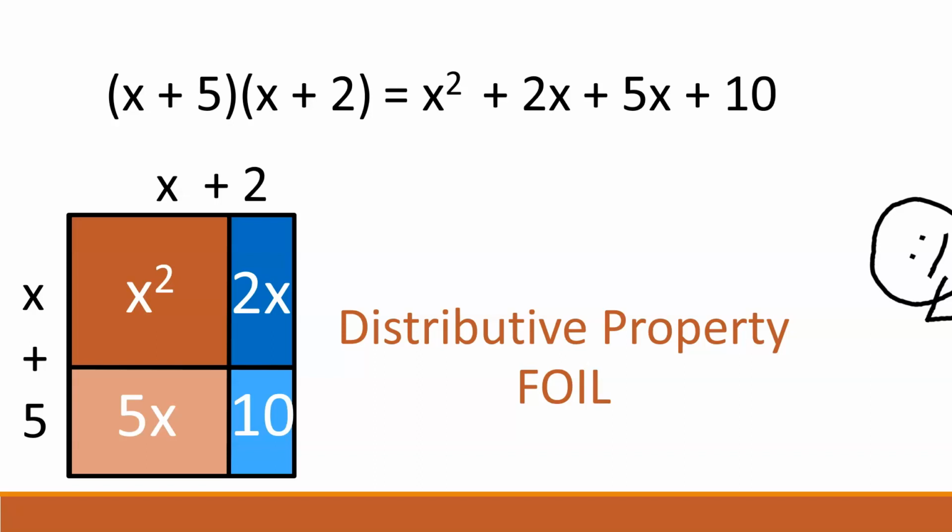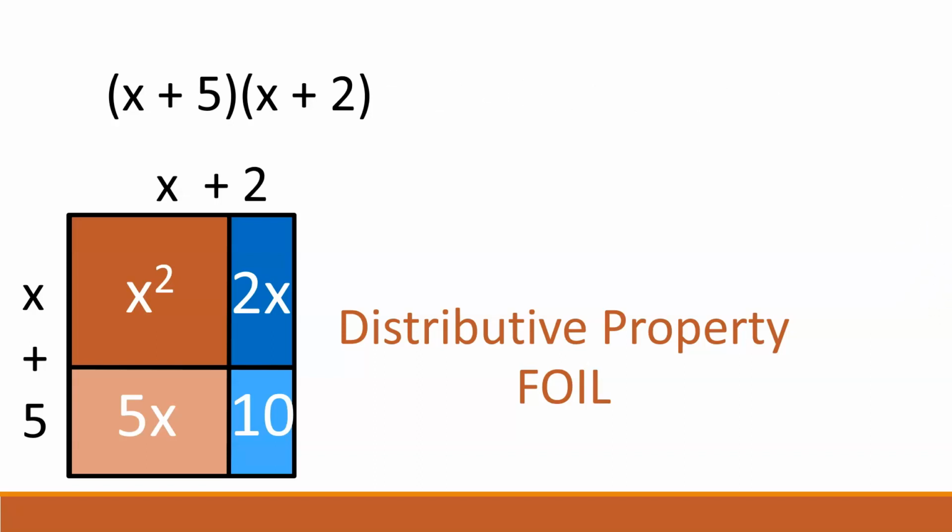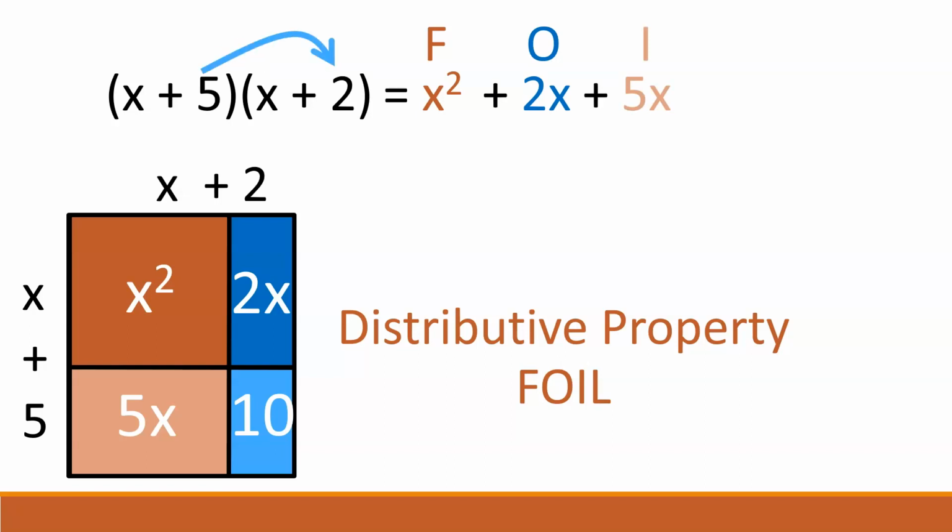Now let's think about this multiplication one more time. We said we'd multiply the first term times the first term, and that would give us the first term of the 4 terms we're going to end up with. And then we would multiply the outside terms, x times 2 in this case. Then we would multiply the inside terms, that's the 5 times x. And then we would multiply the last terms, that's the 5 times 2. There you go, that's how you do the multiplication.